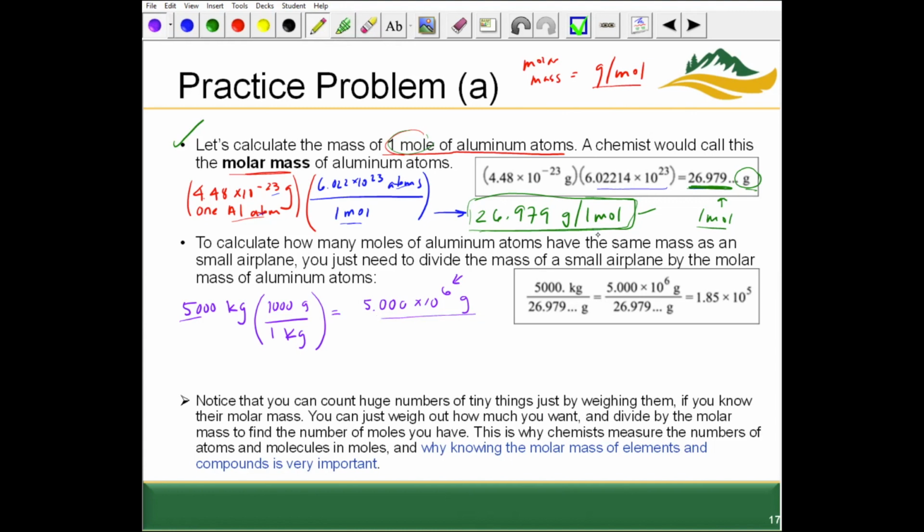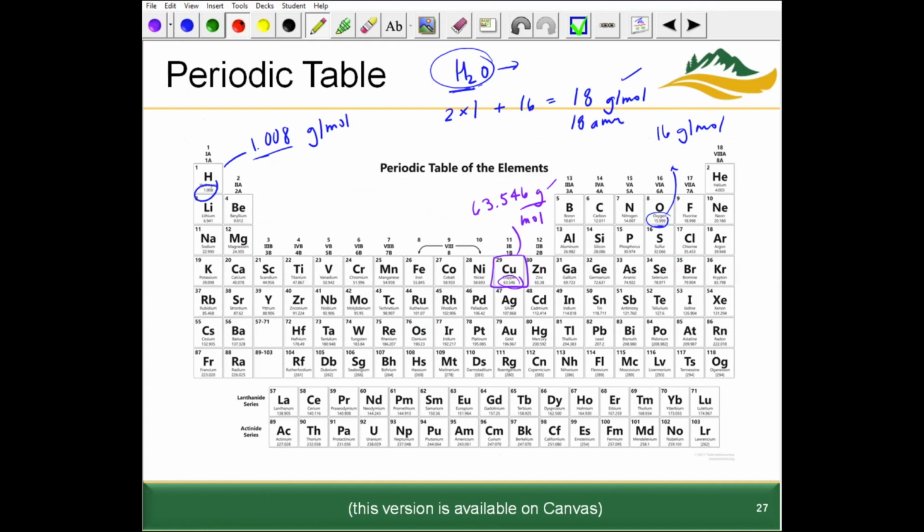We have this knowledge here of aluminum, that each mole of aluminum weighs 26.979 grams. Now, because we're in the same units, we can divide by 26.979 grams to then give us how many moles. When we do this division, be sure to do this part first, then divide. We'll get 1.85 times 10 to the 5th moles. The key part here in this kind of practice problem is to be able to figure out this grams per mole. How else could we have known that's the molar mass of aluminum?